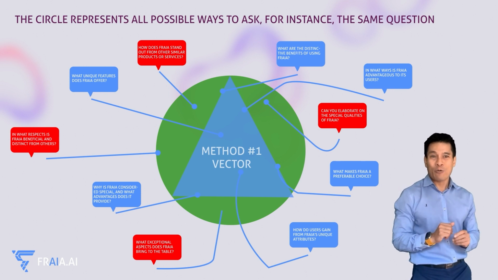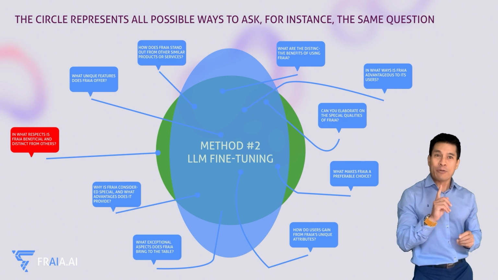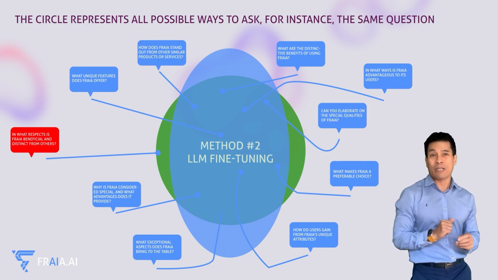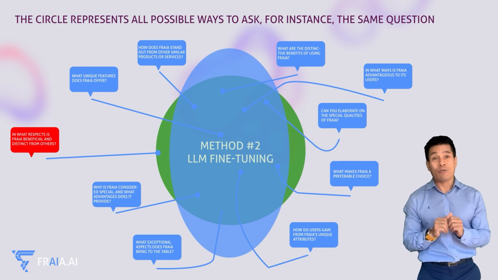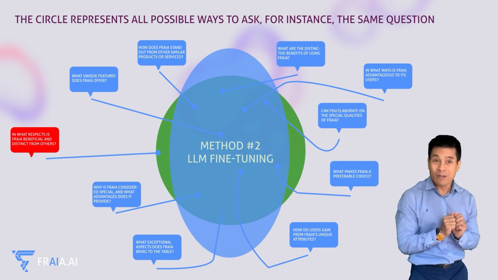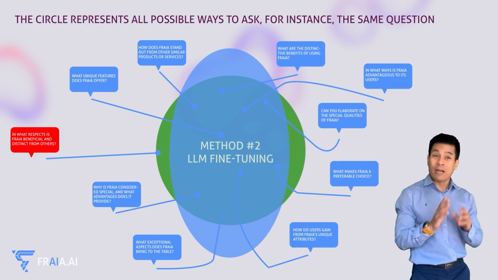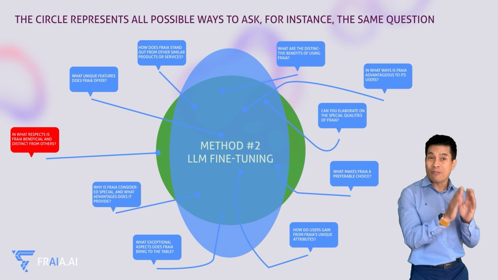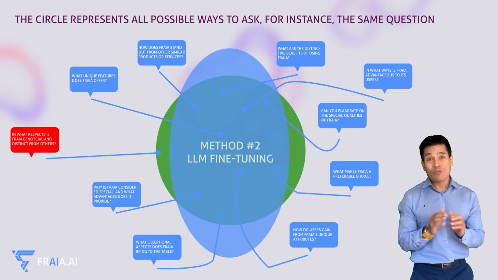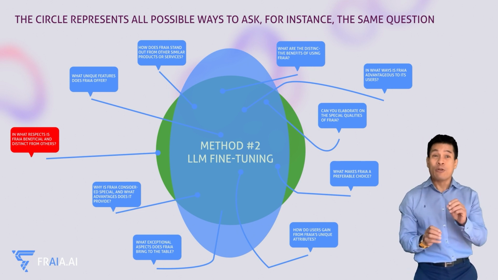On the other hand, we have LLM fine-tuning, which can be visualized as an oval. This oval overlaps with the circle more effectively than the triangle, covering a broader range of responses. However, it also extends beyond the circle, indicating that LLM fine-tuning can sometimes produce responses that are outside of our desired scope. If you use a chatbot, you'll encounter a universal problem.